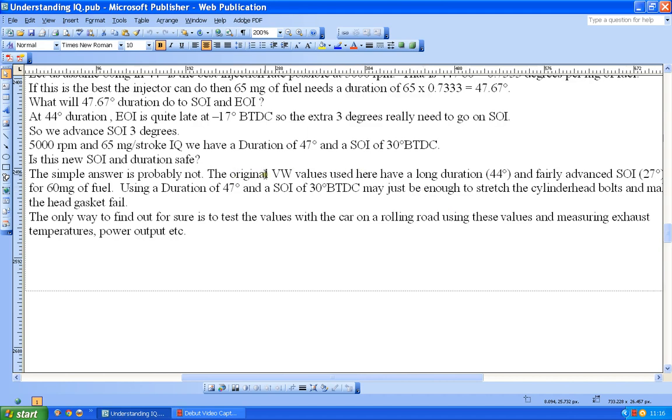Now, as I've said here, the original value is 44 degrees duration and 27 degrees SOI for 60 milligrams of fuel. That's fairly big duration and a fairly large advance. So if you go to 47 degrees duration and 30 degrees before top dead centre, as I've just said, you might be just on the edge of where you might put pressure on the cylinder head bolts and maybe the cylinder head gasket.